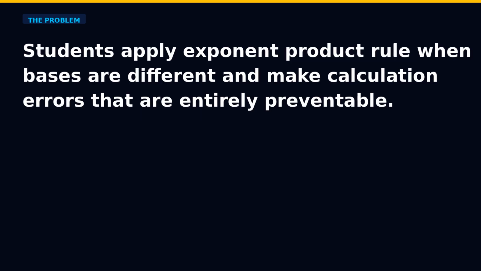Why does the rule work? X squared means x times x. X cubed means x times x times x. Multiplied together, that is x times itself 5 times, which is x to the fifth. The rule captures what repeated multiplication actually produces. Understand the rule rather than memorizing it, and the restriction is obvious.